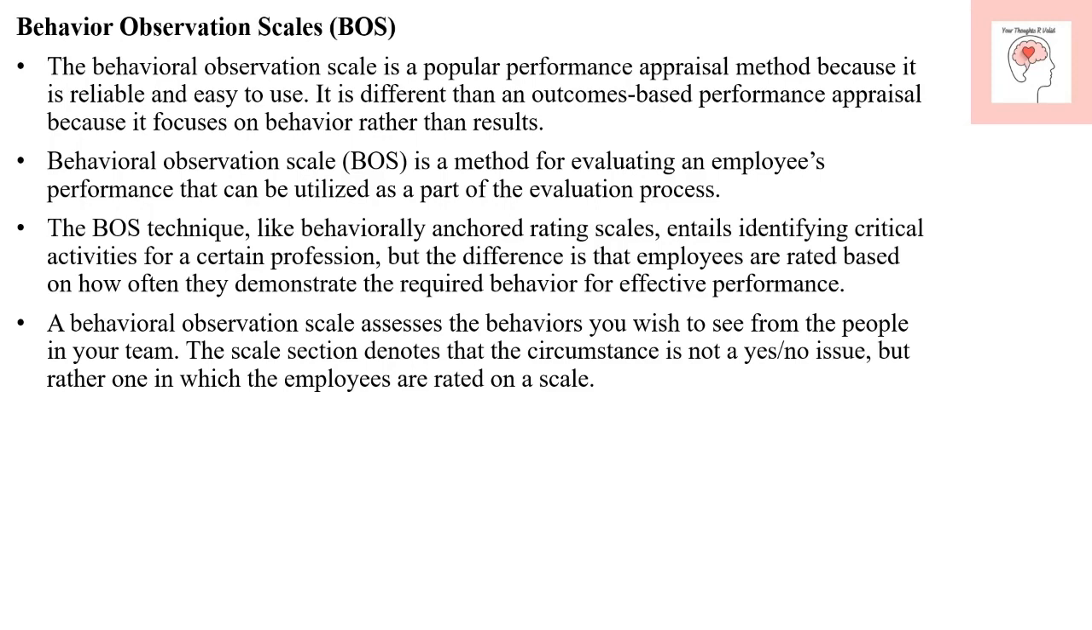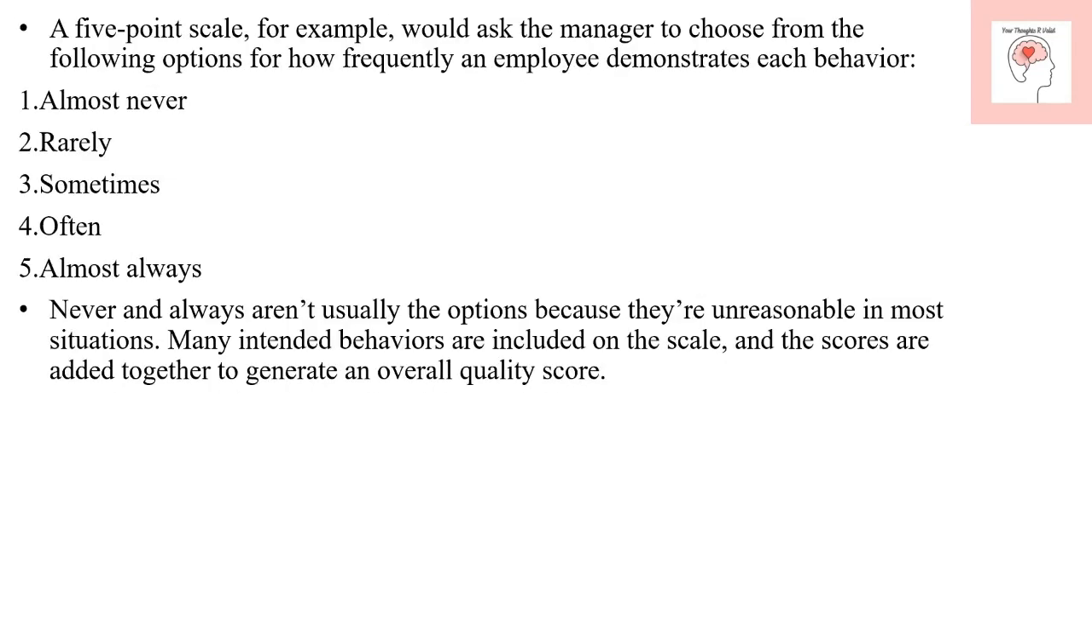A behavior observation scale assesses the behaviors you wish to see from the people in your team. The scale section denotes that the circumstance is not a yes or no issue, but rather one in which the employees are rated on a scale. A 5-point scale, for example, would ask the manager to choose from the following options for how frequently an employee demonstrates each behavior: almost never, rarely, sometimes, often, almost always.